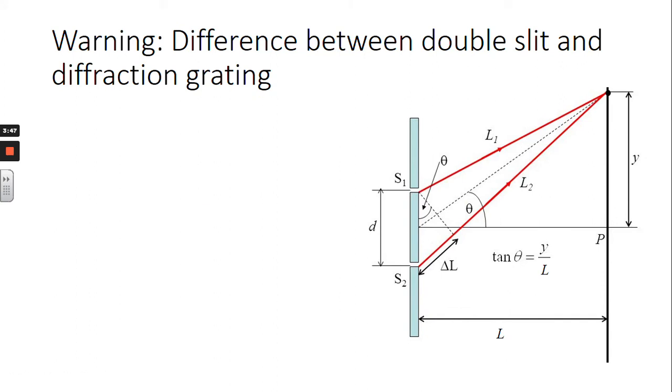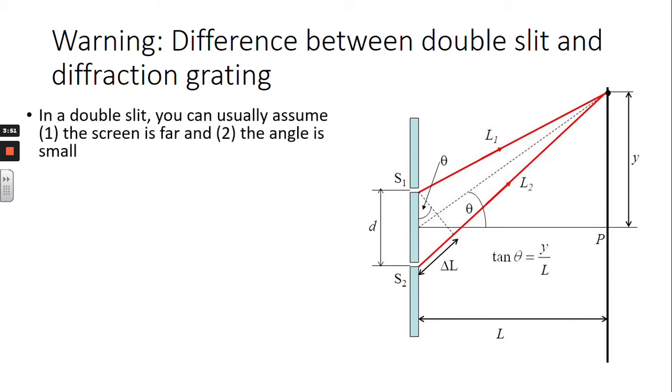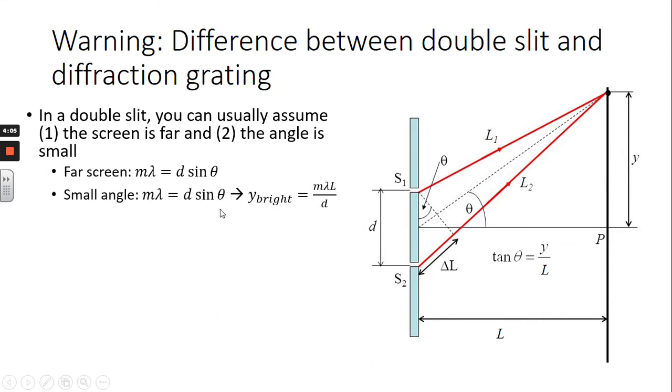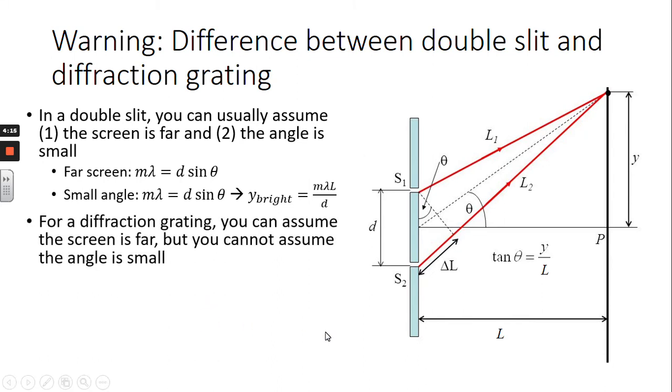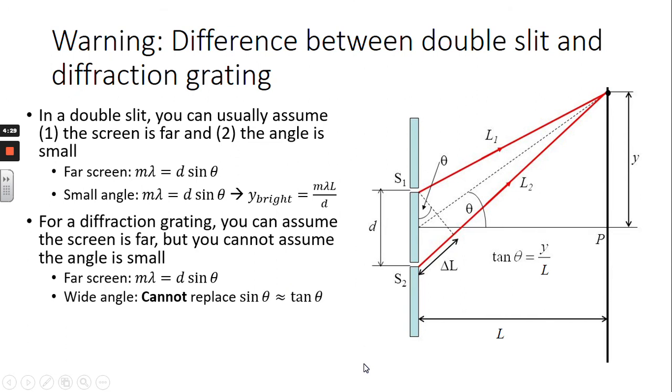Warning, here's a difference between double slit and diffraction gratings. In a double slit, you can usually assume that both the screen is far and the angle is small. So our far screen approximation, m lambda equals d sine theta, that's good. And then also, for a small angle, this can become y bright equals m lambda L over d. That's usually pretty good too. For a diffraction grating, you can still assume that the screen is far, but you definitely cannot assume that the angle is small. So m lambda equals d sine theta, check, nailed it. But sine theta and tangent theta are not the same, so we can't go any further than that. This y bright equation does not work for diffraction gratings.